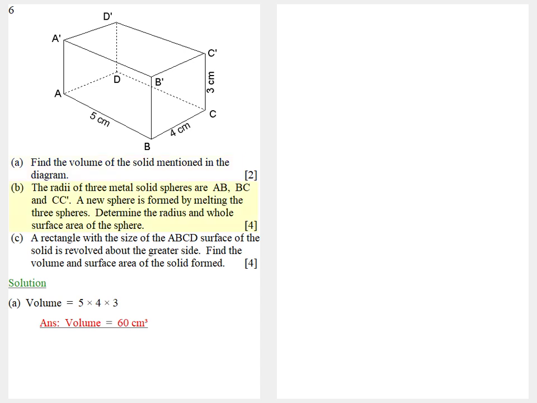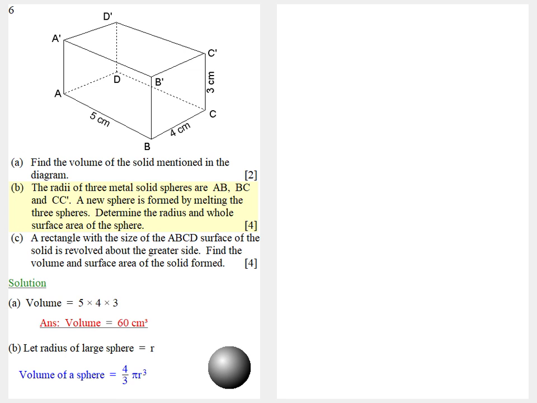Now in part B, the radii of 3 metal solid spheres are AB, BC, and CC'. A new sphere is formed by melting the 3 spheres. Determine the radius and the whole surface area of the sphere. Well, let the radius of the large sphere be r. Now the formula for a volume of a sphere is 4/3 pi r cubed.